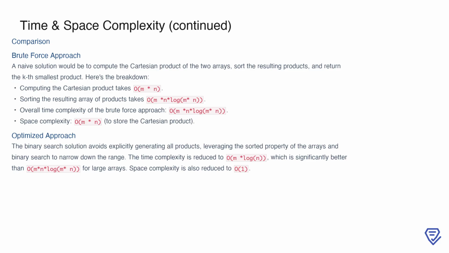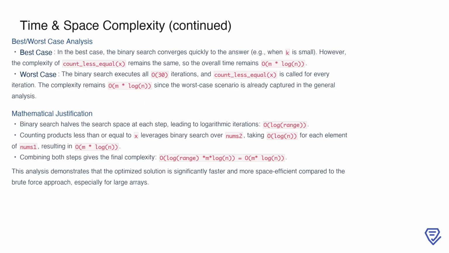In contrast, the binary search solution avoids explicitly generating all products by leveraging the sorted nature of the arrays and narrowing the range efficiently through binary search. This reduces the time complexity to O(m * log n), which is significantly faster for larger arrays. Furthermore, the optimized approach only requires O(1) space, making it far more space efficient than the brute force method. Finally, let's analyze the best and worst case scenarios for the optimized solution.